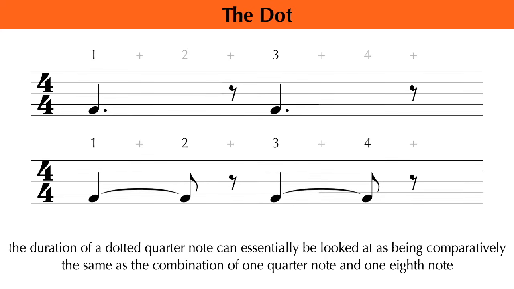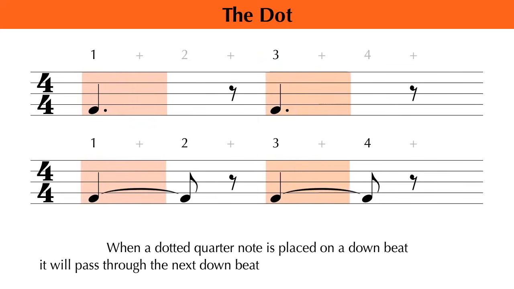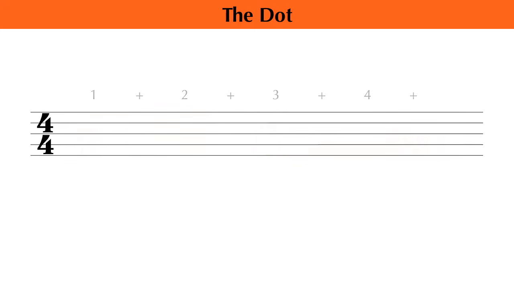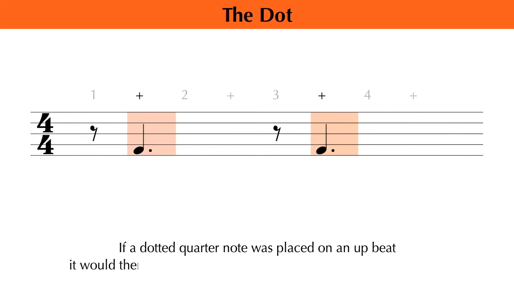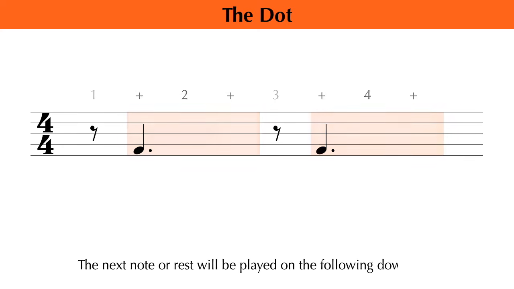eighth note. Therefore, when a dotted quarter note is placed on a downbeat, it will pass through the next downbeat and extend until the following upbeat. On the other hand, if a dotted quarter note was placed on an upbeat, it would then extend through the following downbeat and upbeat. The next note or rest will be played on the following downbeat. Here is how it sounds.